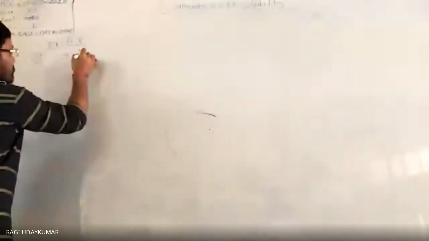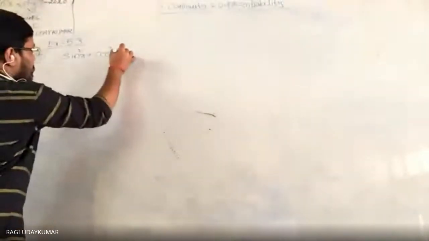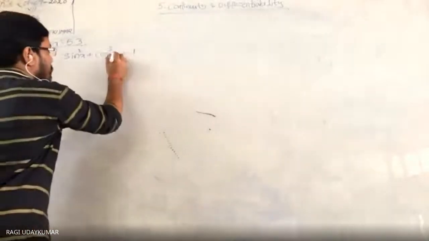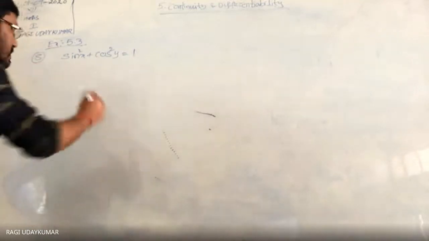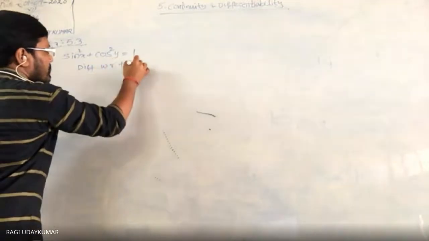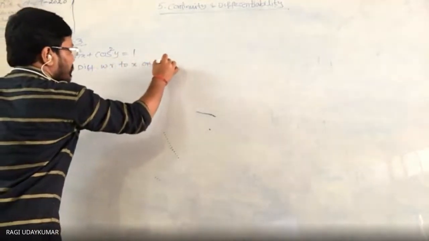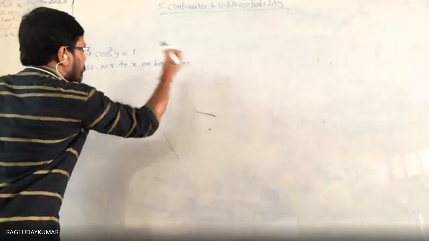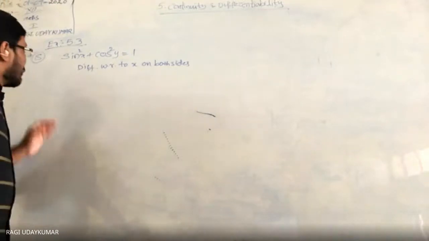So sine square x plus cos square y is equal to 1 is the given function. With respect to x, differentiate on both sides. Same method, differentiate with respect to x on both sides. So if you are doing the differentiation of sine square x, differentiation is nothing but here.